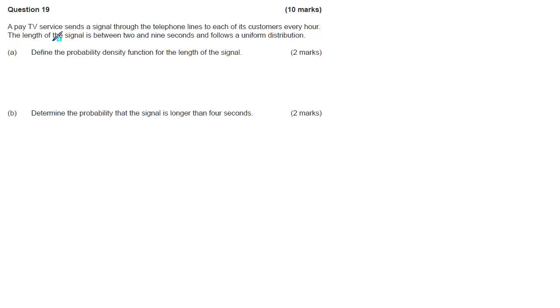A pay TV service sends a signal through the telephone lines to each of its customers every hour. The length of the signal is between 2 and 9 seconds and follows a uniform distribution. So it might be handy just to graph that over here. So it goes from 2 to 9, and we know it's a uniform distribution, so that's the rectangular distribution, so it's just flat across here.